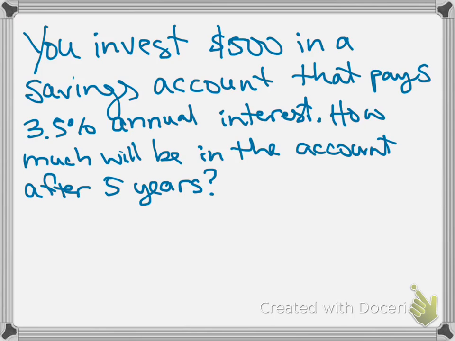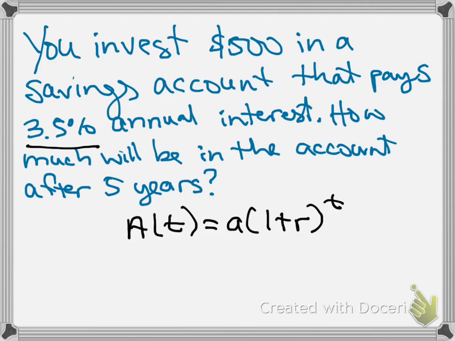Alright, let's give this example a try. It says you invest $500 in a savings account that pays 3.5% annual interest. How much will be in the account after 5 years? So the first thing we're going to want to do is write the exponential function that models this situation. And because we're talking about a rate here, this is our 3.5% annual interest that we're earning, we're going to use that second form of an exponential equation. So I'm going to use A of t equals a times 1 plus r to the t power. That's what we want to fill in.